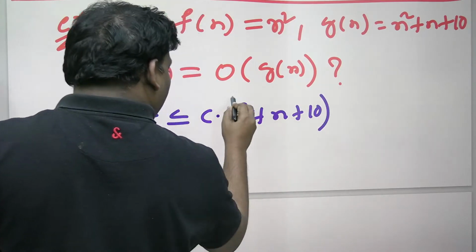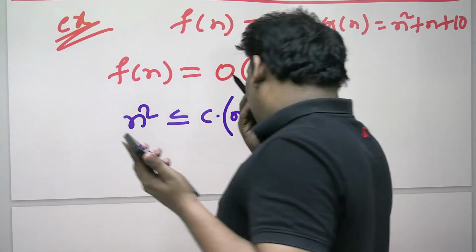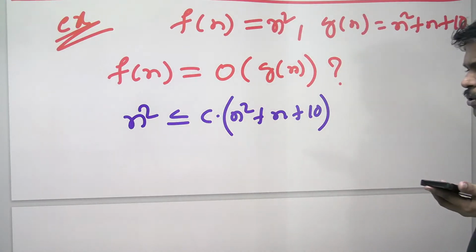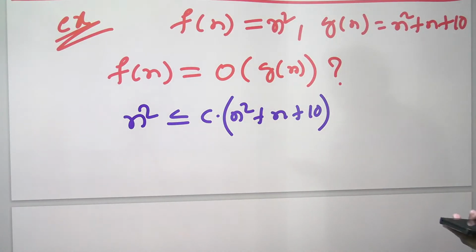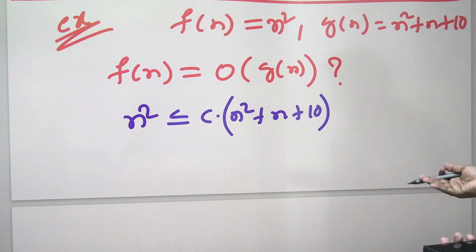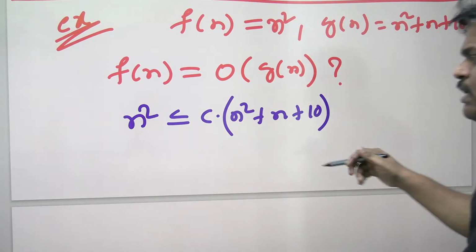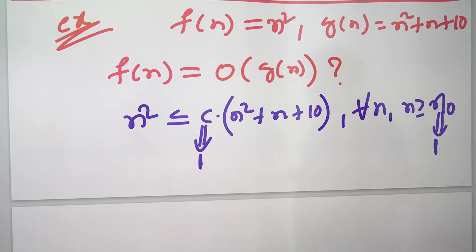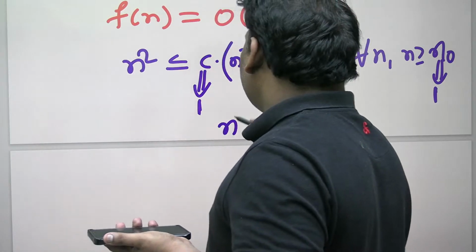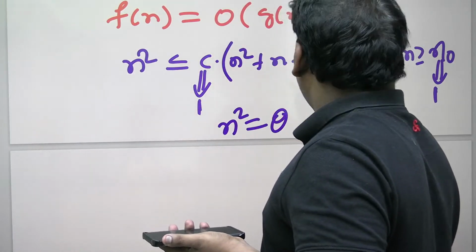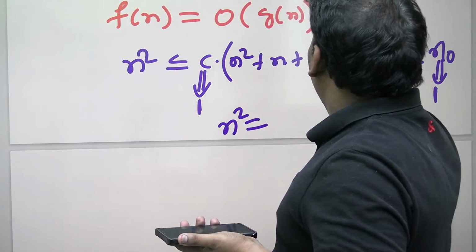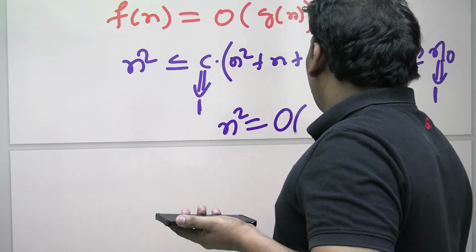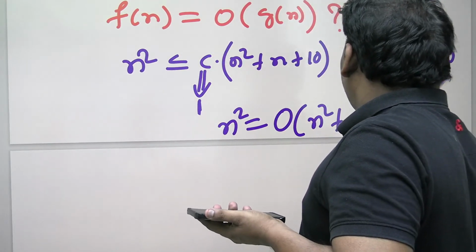To be frank, left or right, who is bigger? Right is already bigger, and you also want to prove right is bigger. So nothing special, take the C value 1. From 1 onwards it will work. The conclusion is n square is big O of n square plus n plus 10.